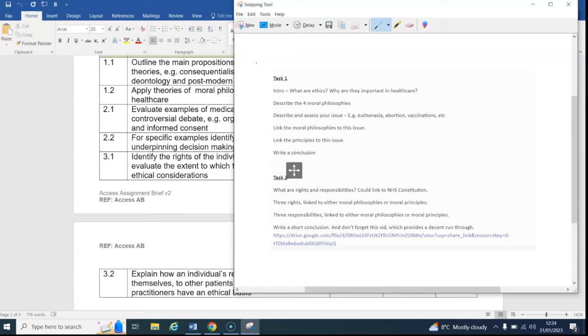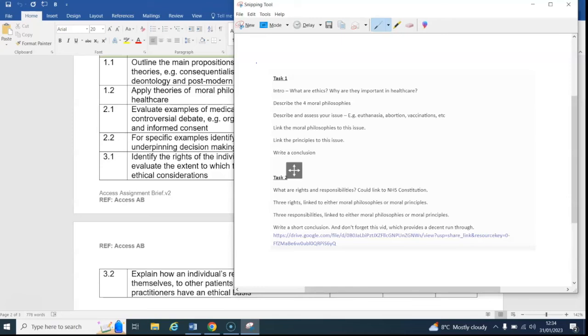Up until relatively recently, the euthanasia debate wouldn't have made any sense because people didn't live long enough to be able to make choices like, when should I die? Then describe the 4 moral philosophies. You can add others if you wish. Describe and assess your issue. So euthanasia, abortion, etc. Link the moral philosophies to the issue. What would the utilitarian, consequentialist, postmodernist say about those issues? Link the principles to the issue, and then write a conclusion.